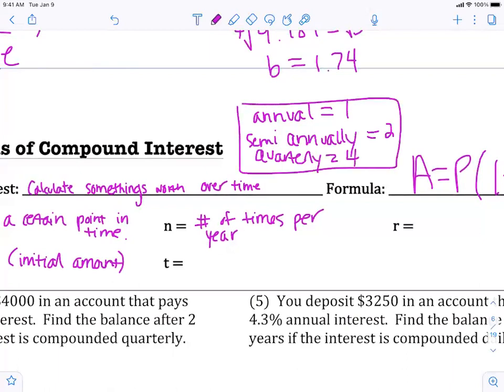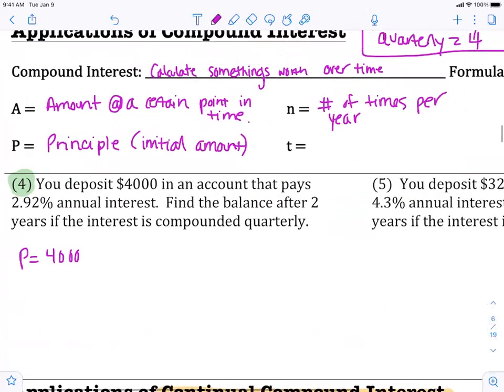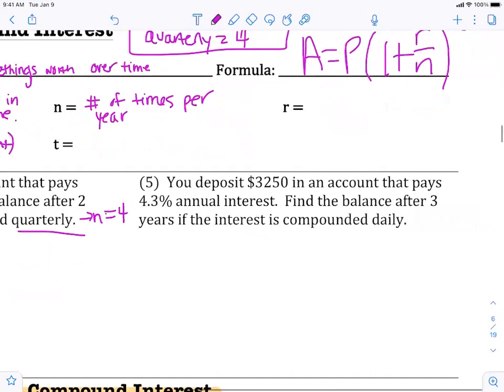These are probably some of the most common that we use, but that's what we mean when we say number of times per year. So like this first one, it says you deposit $4,000 in an account, find the balance after 2 years if the interest is compounded quarterly. So what this means, this tells me what my N value is. If it's compounded quarterly, we're compounding this 4 times per year. If you look at example 5, it says it's compounded daily. Well, how many days are there in a year? There's 365. So the N value on this one would be 365.